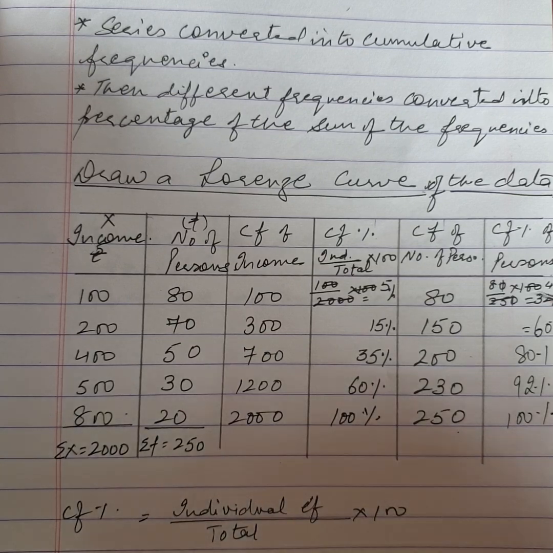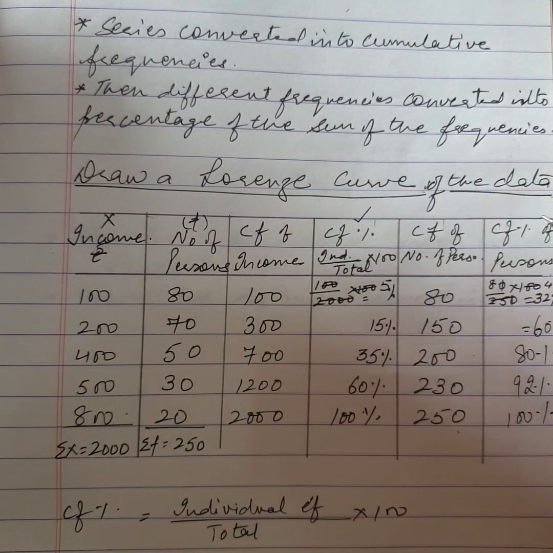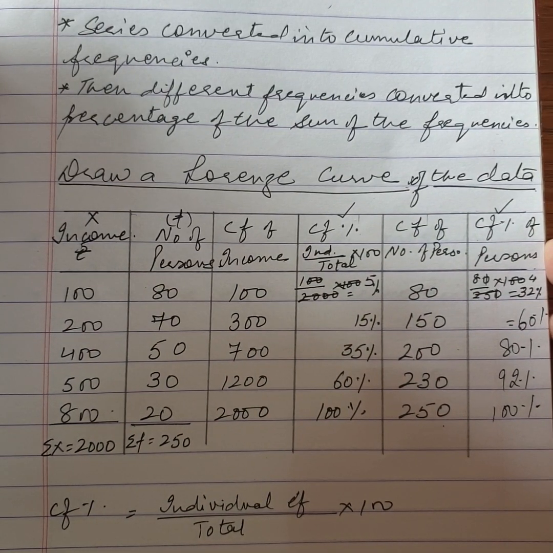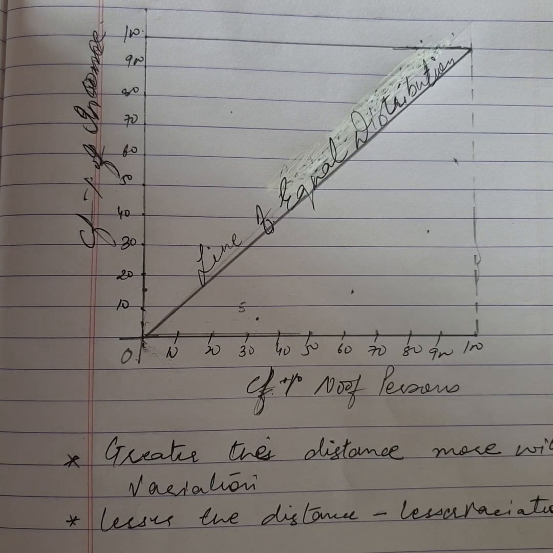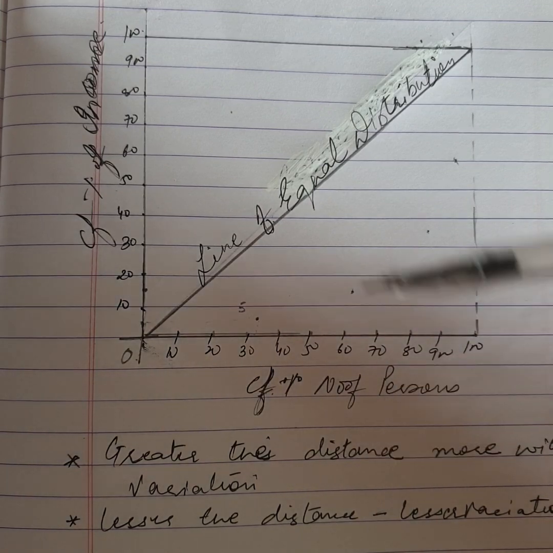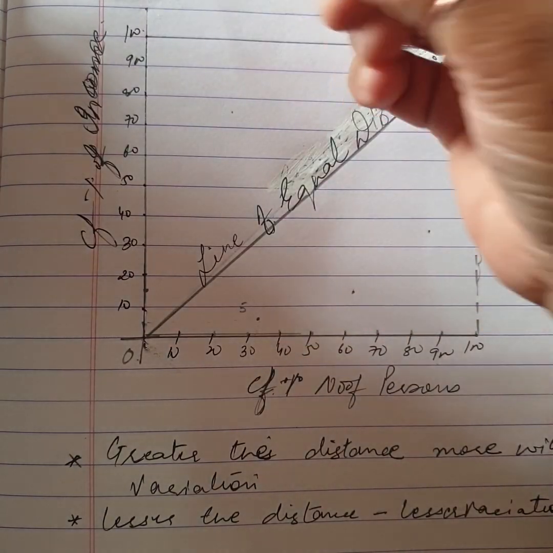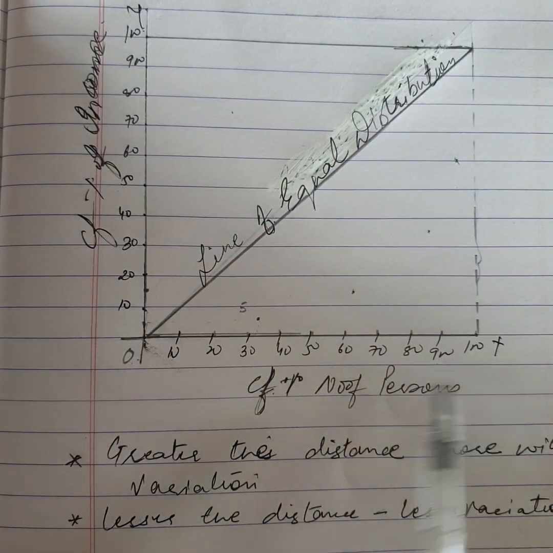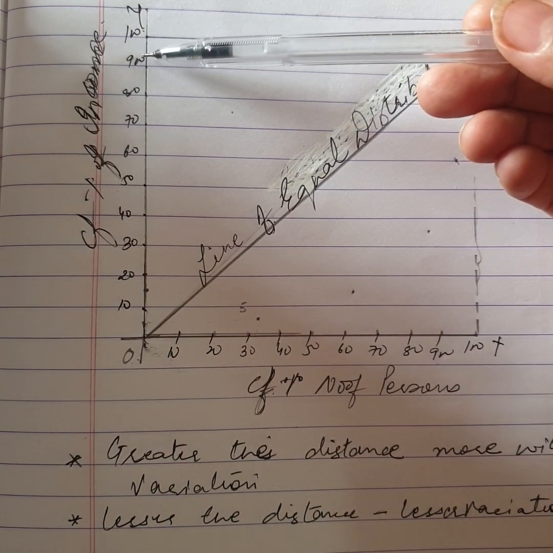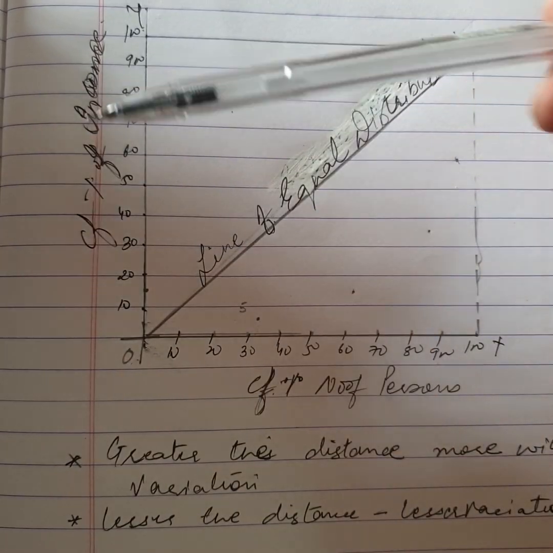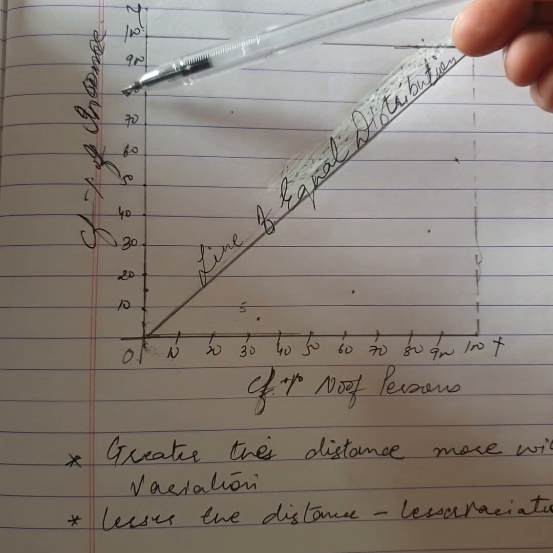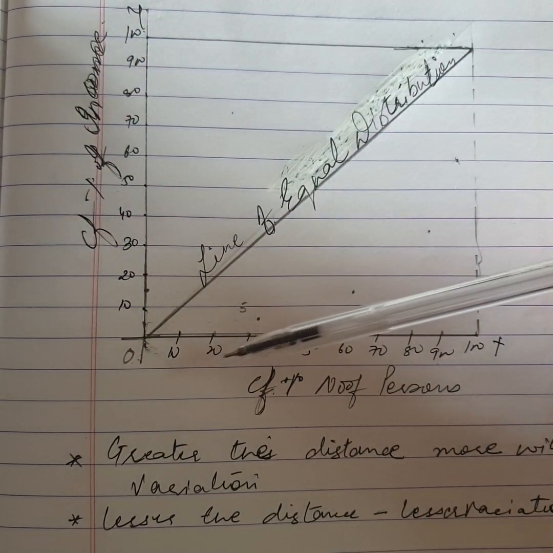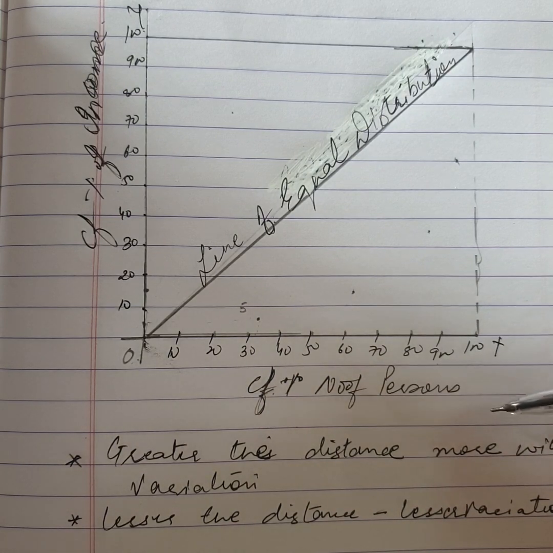Now we will plot only the CF percentage of income and CF percentage of persons in the graph or in the notebook. Now we will plot both the columns in a diagram. First we will mark 0 to 100 on the y-axis, and the same way 0 to 100 on the x-axis, in steps of 10. Then on the y-axis, we are going to show the CF percentage of income, and on the x-axis, we are going to show the CF percentage of the number of persons.